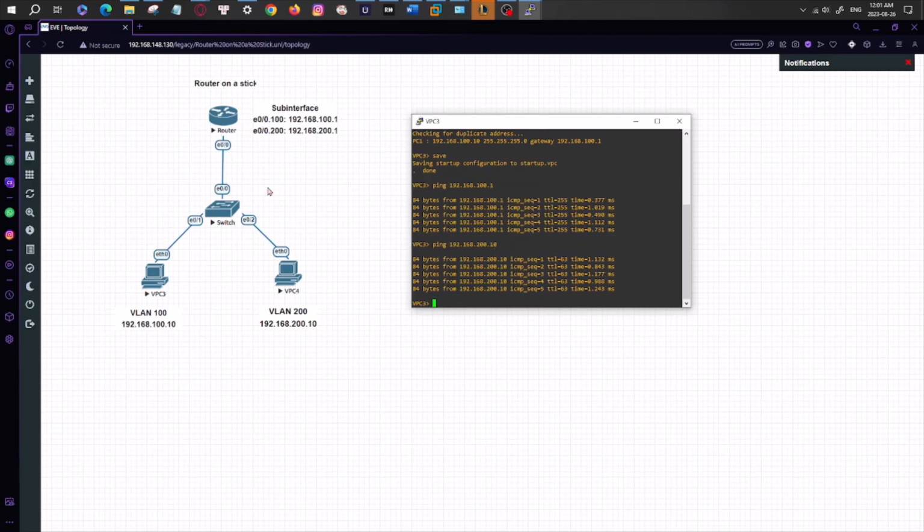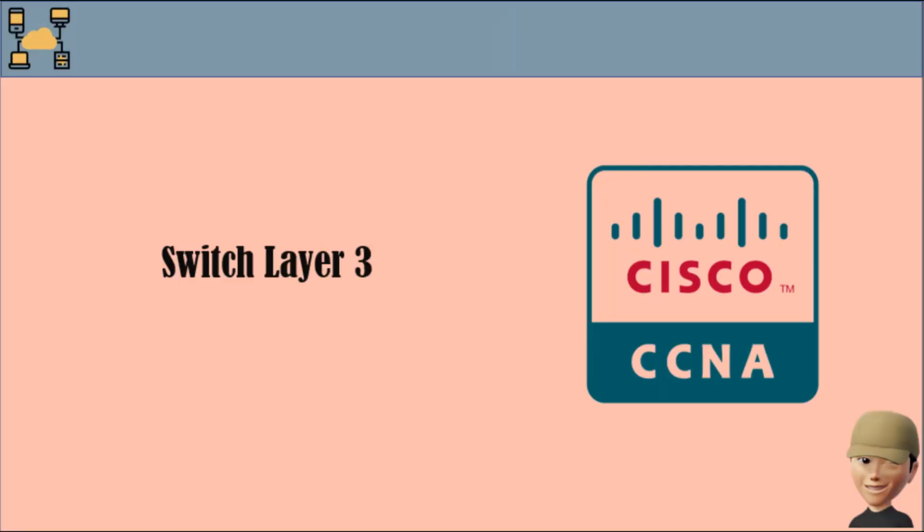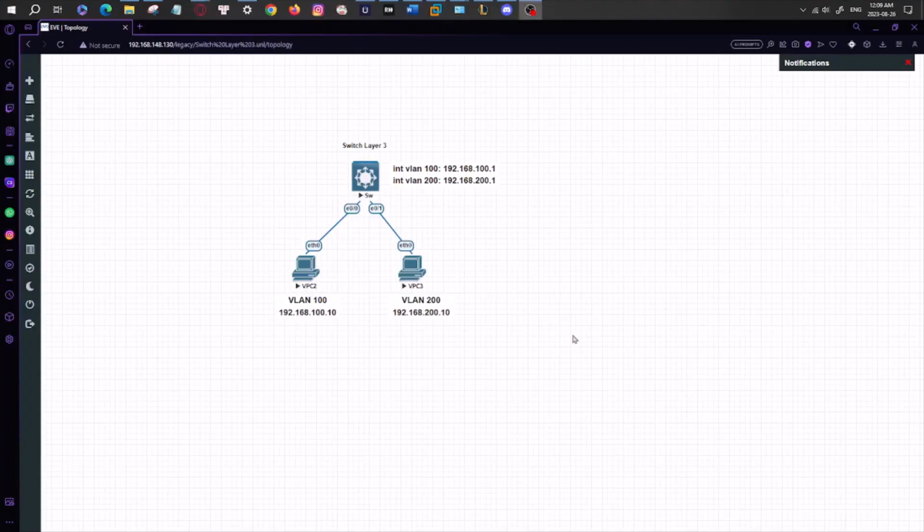So I already finished the router on a stick. This is the first method for inter-VLAN routing. Let's move on to switch layer 3. Look at the diagram, I created two PCs. One is VLAN 100 and the other one is VLAN 200.